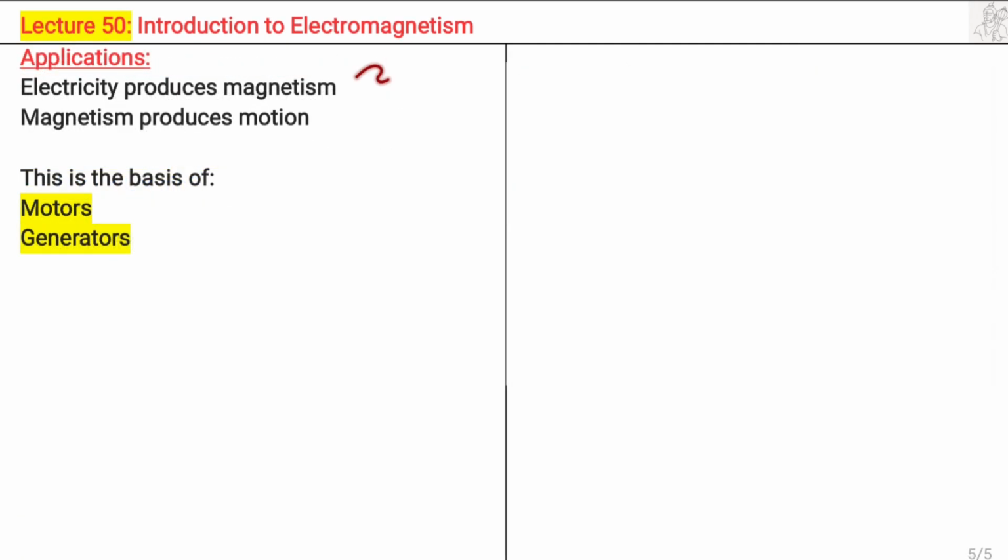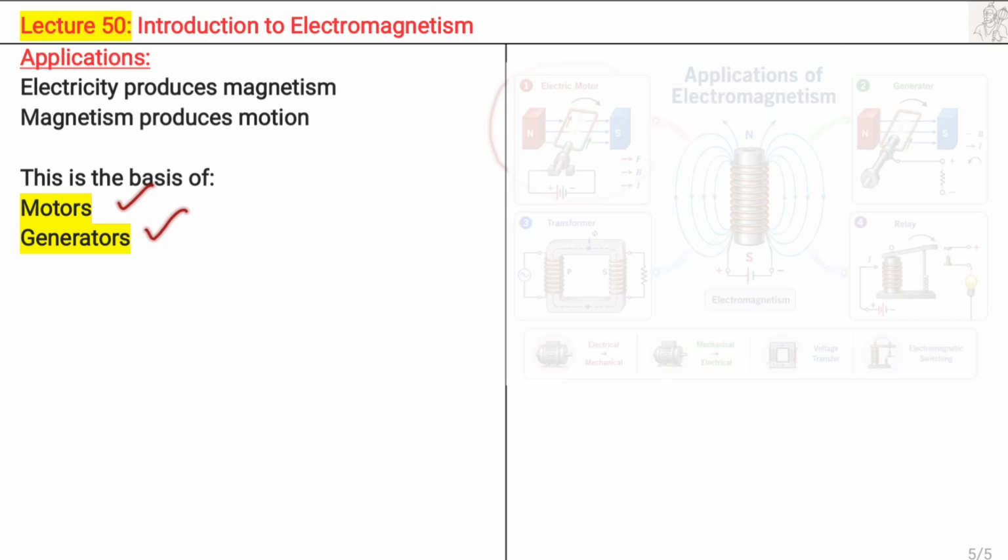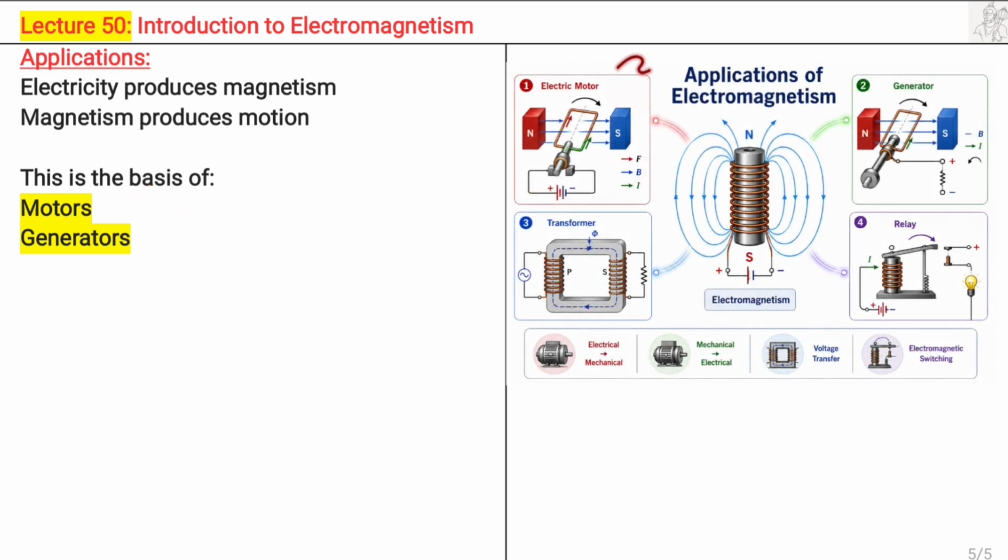So moving on to application, electricity produces magnetism, and with the help of magnetism we can produce motion. So this is the basis of the two main electrical machines, that is motors and generators. So electromagnetism can be basically used in electrical motor operation, in generators, and it also finds its application in other electrical machines like transformers and relays.